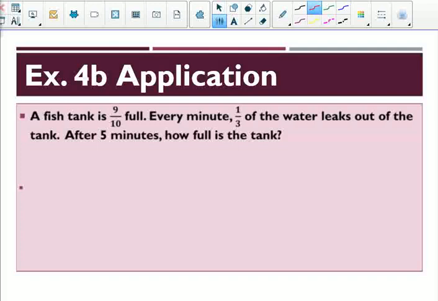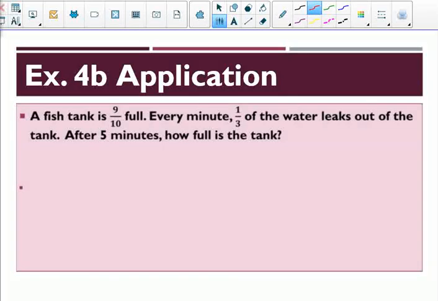Next example, we have a fish tank that is 9/10 full. Every minute, 1/3 of the water leaks out of the tank. After 5 minutes, how full is the tank? Now, this one's a little tricky because they're telling you that it's 9/10 full, but they're telling you how much is going out of the tank. So we need to know how much water is staying in the tank.